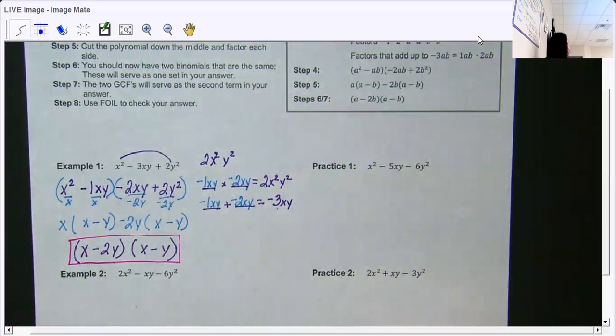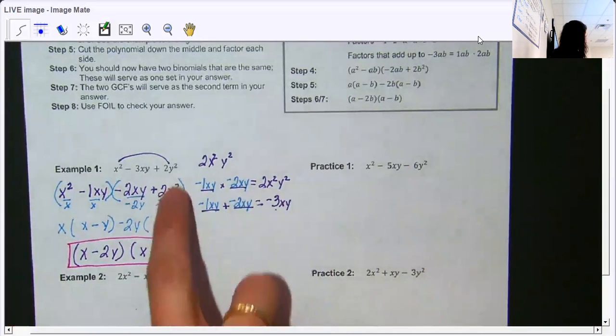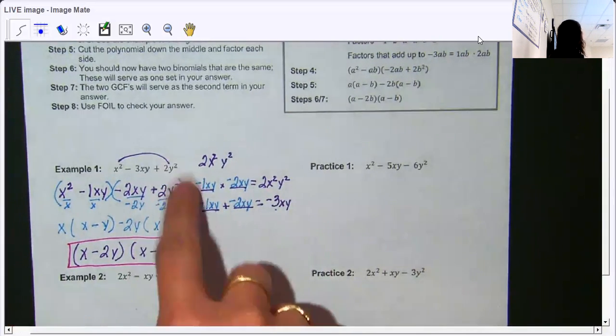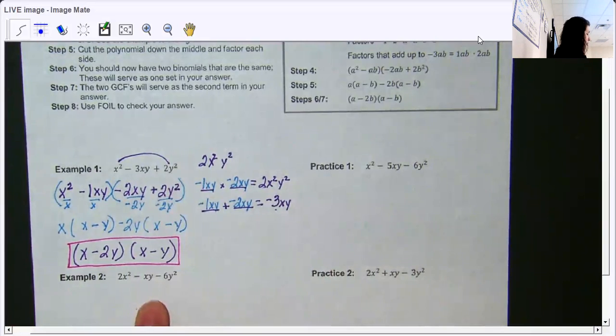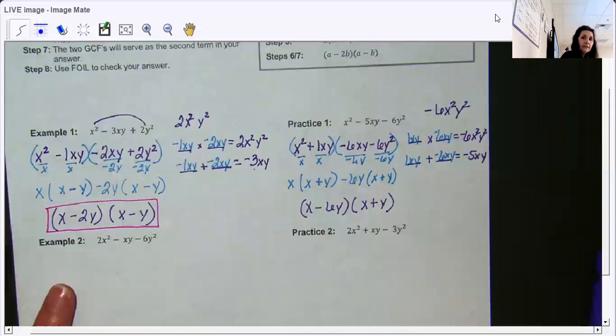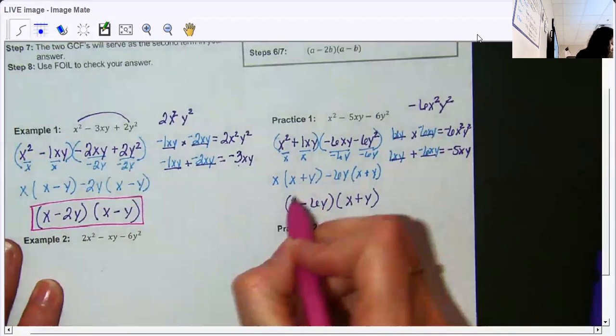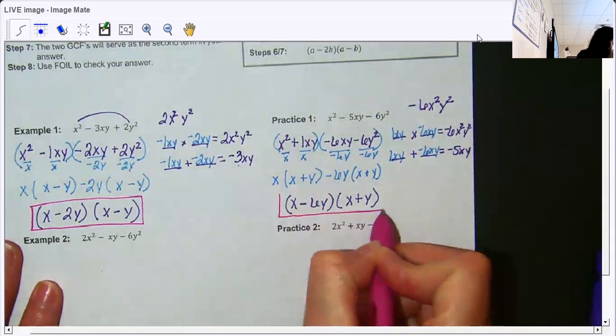Any questions? Okay. I want you all to try practice 1 following these steps. If you have questions, ask me and I will guide you if it is confusing, okay? Okay, so this is what you should have gotten for practice number 1. Are there any questions?